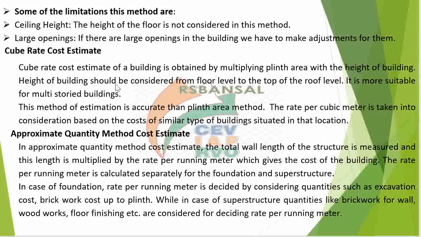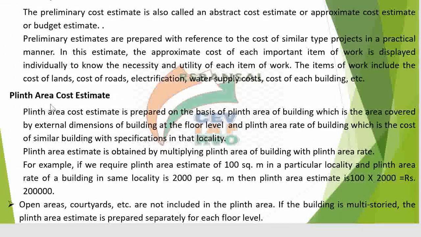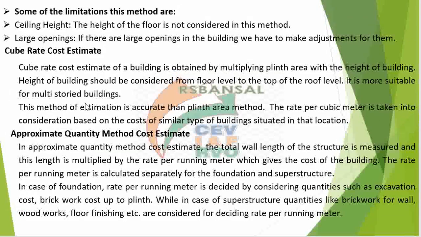See here, in plinth area rates you were using plinth area, meaning two dimensions, length and width. In cube rate cost estimate you are considering all three dimensions, length, width and height of the constructed structure. But in case of the approximate quantity method of cost estimate, you only take the length of the building into consideration. Of course, for superstructure and for substructure, the rate will be different.